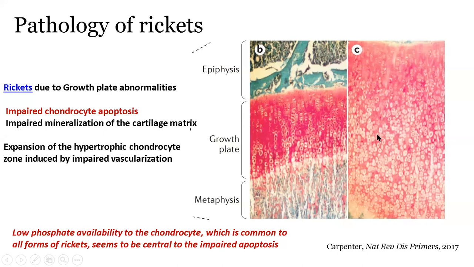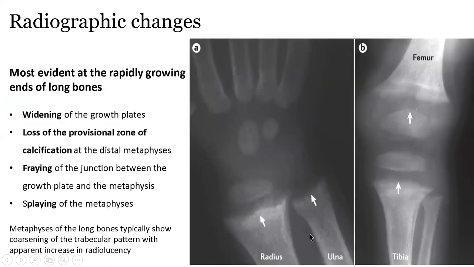And it makes the diseased bone look somewhat like this. They're hypertrophied, non-apoptotic chondrocytes, and the linear arrangement of the trabecular network is lost. So there is irregularity here. These things lead to typical bony changes, which we've seen, that is widening of the growth plate. Widening of the growth plate is due to expansion of those hypertrophic chondrocytes because there's no vascularization.